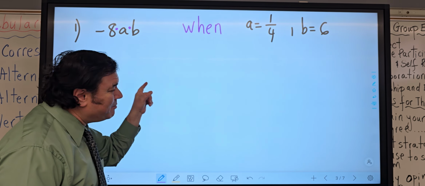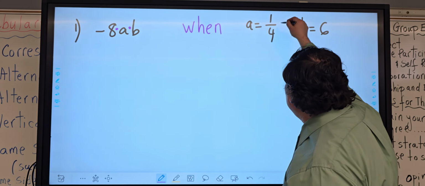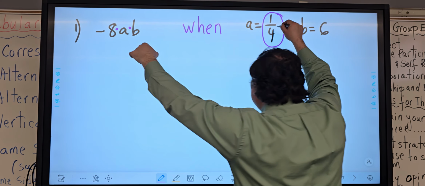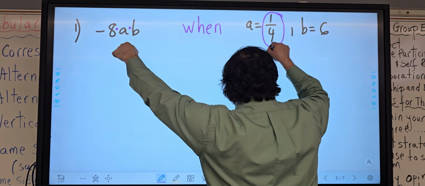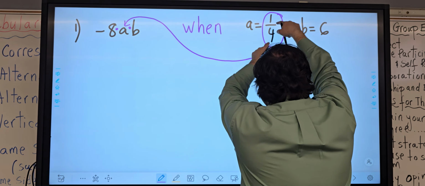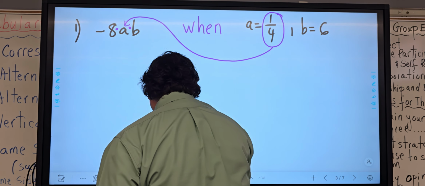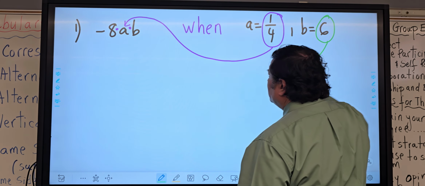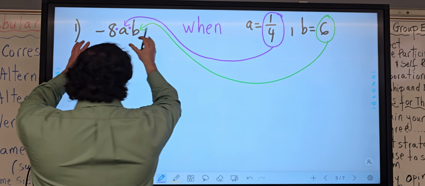Remember, step number one will be to do what? To substitute a with 1 over 4. So we can draw the arrow to the a. So 1 over 4 is going to replace a. And then we are going to substitute b with 6. And then we are going to solve this expression.